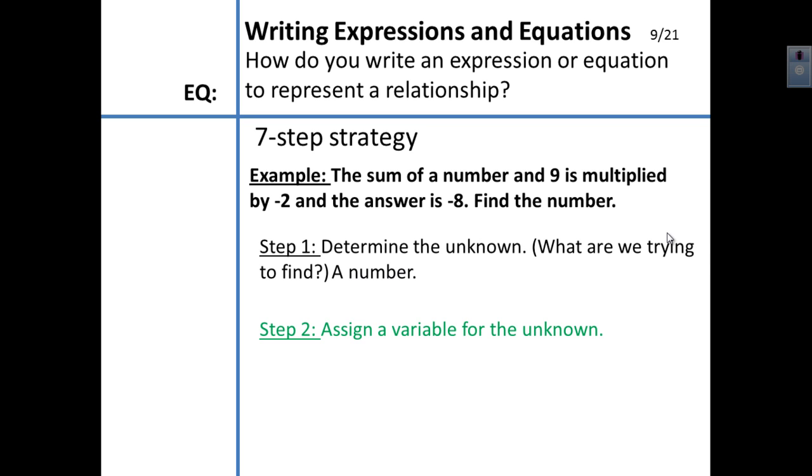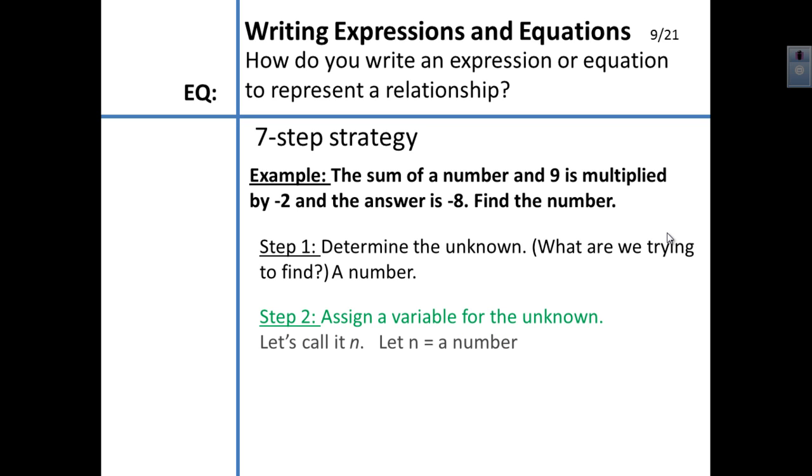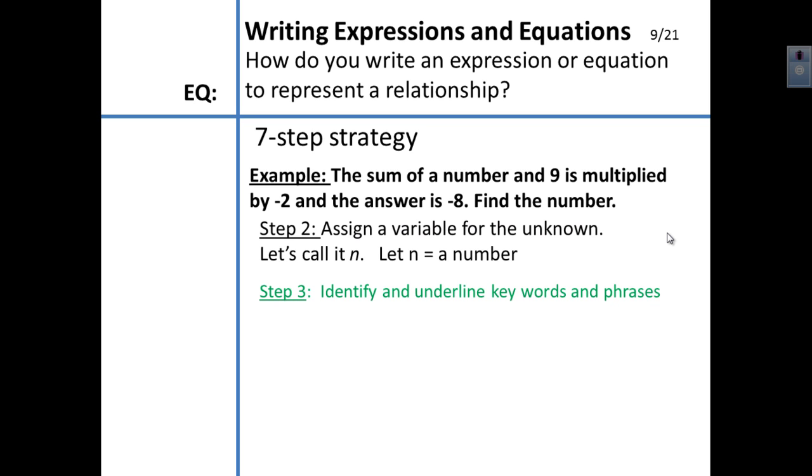Step 2, you want to assign a variable for the unknown. And you can pick any variable that you like, but I'm going to use n. So I assigned n to be our number that we're looking for. Step 3, we need to identify and underline keywords and phrases. I've identified the sum of a number and 9. I know that I'm adding my number, which is represented by the variable n, and 9. So I'm going to have n plus 9.